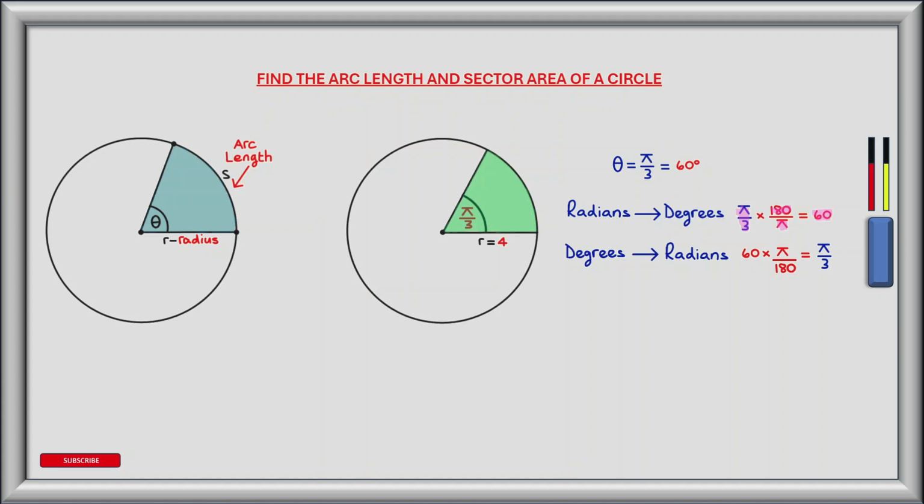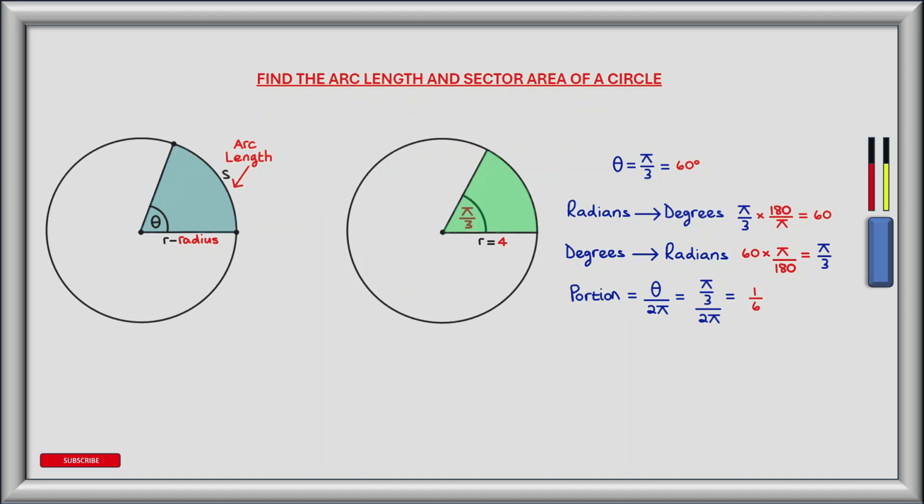If we're going the other way, from degrees to radians, we take the angle, so 60 degrees, and we multiply it by pi divided by 180. This gives us pi divided by 3. Let's now calculate the portion or fraction of the circle covered by the sector shown in green.